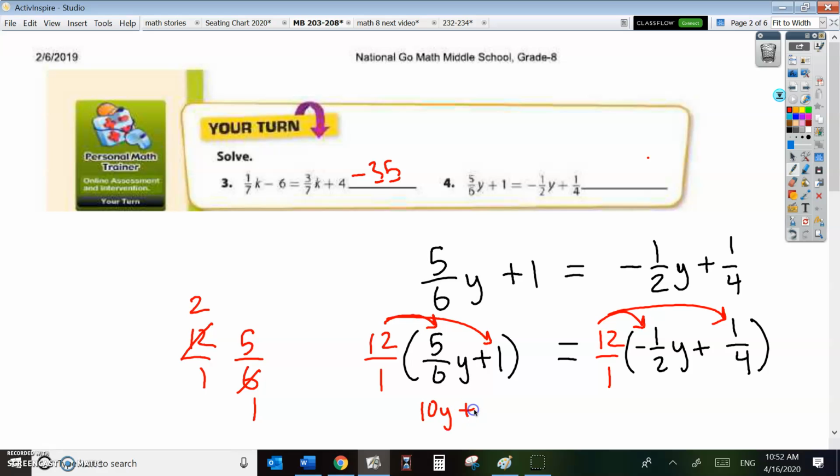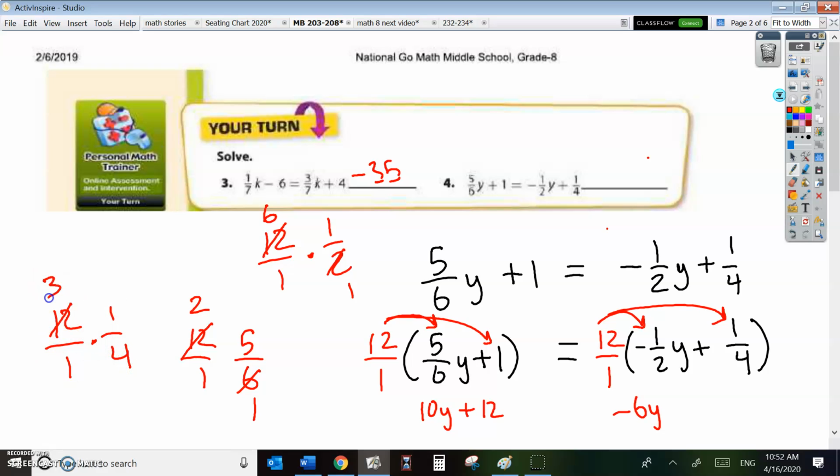12 times 1 is 12. Over 1 times 1/2. So cancel that and you get 6, and cancel that and you get 1. So 6 times 1, but it's negative, so it's going to be negative 6y. And then do 12 times 1/4. Cancel the 12s and get 3 and 1. 3 times 1 is 3. Okay, so there's our equation.